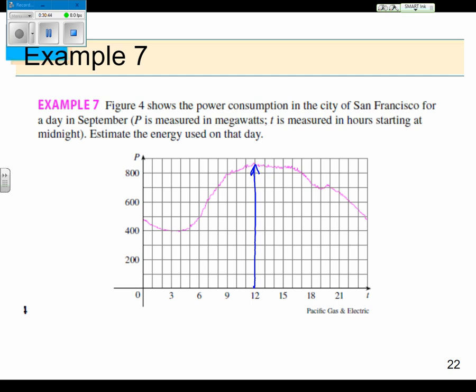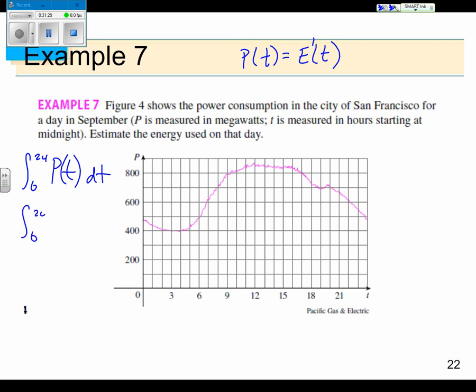Now, I don't think this is one that I talked about, okay? But actually, my power and my energy used, they're going to be related such that if I take the derivative of the energy used, it gives me power. So whenever we work a problem like this, I'm wanting to know the area underneath this curve, for the whole day, from 0 to 24 hours. From 0 to 24 hours, doing the power. Well, that's just the derivative of the energy.